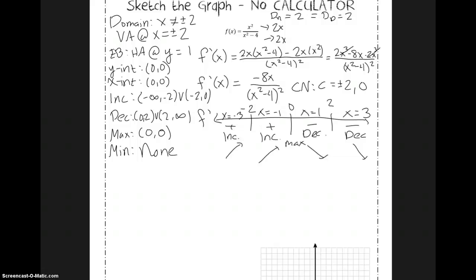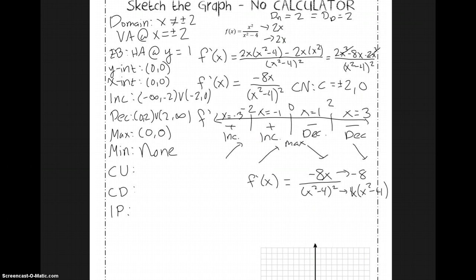Okay, now it's time for finding the concavity, concave up, concave down, and any inflection points we might have, and that's a second derivative test. So let's rewrite our first derivative here. Put it over here. So our first derivative was negative 8x over x squared minus 4 squared. So derivative of the numerator is negative 8. I'm doing a quotient rule again. Derivative of the denominator, if you do chain rule, you get 4x times x squared minus 4.